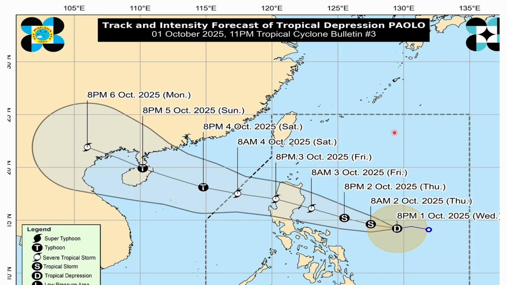Class, look at this picture. What do you see in the map? What do you call this? Some expected student answers are: it's a weather forecast, it's a typhoon path, it's the track of the typhoon from Pag-asa. Yes, this is the Pag-asa forecast map showing the possible path of a typhoon.